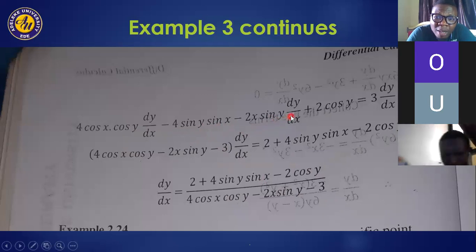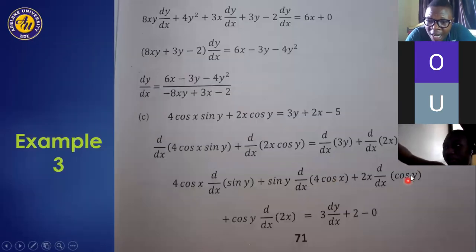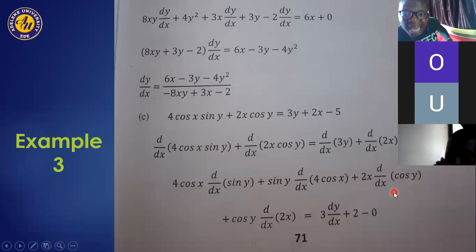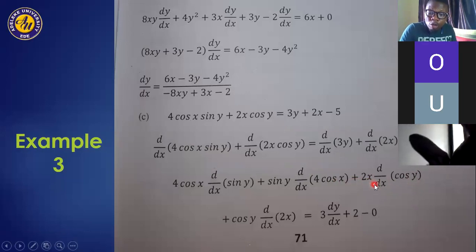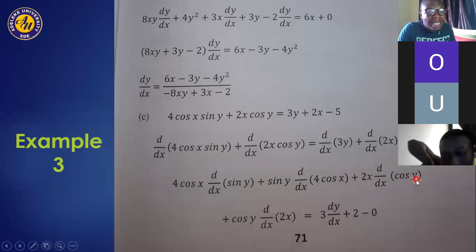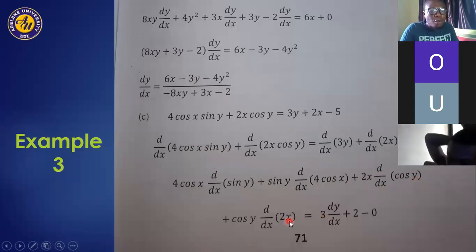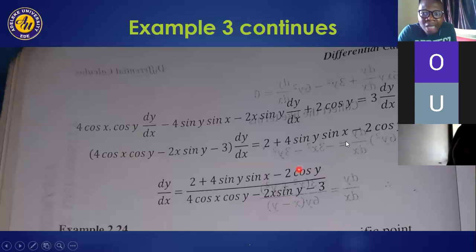The same thing played out here. When you differentiate cos y, it will give you minus sine y. So you now have minus 2x sine y dy/dx because it is y. Now when you are differentiating 2x, it will give you 2, and the x is out. So you have 2 cos y. And you should understand this one normally. So that was how you got this.